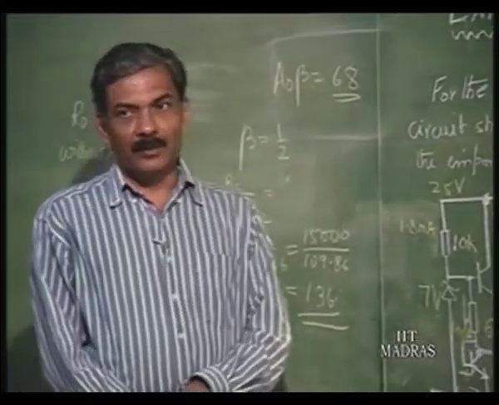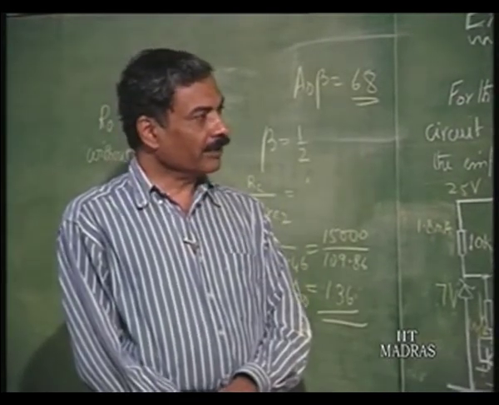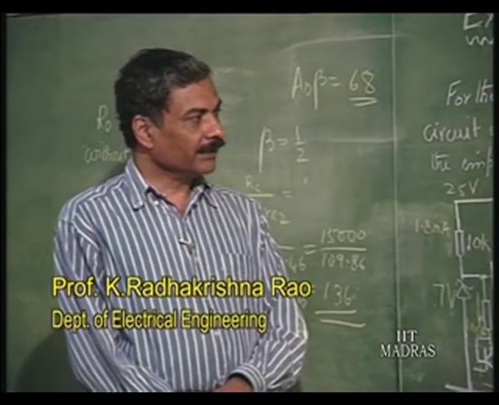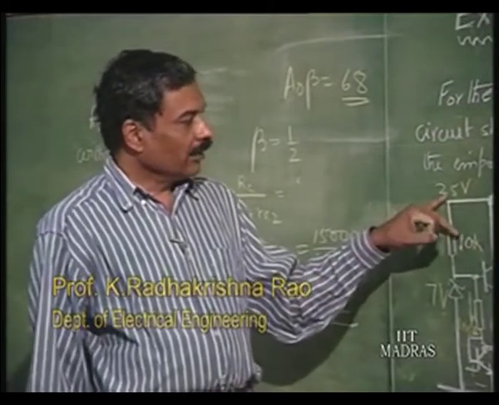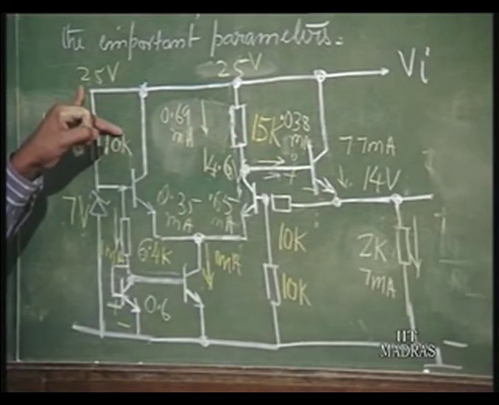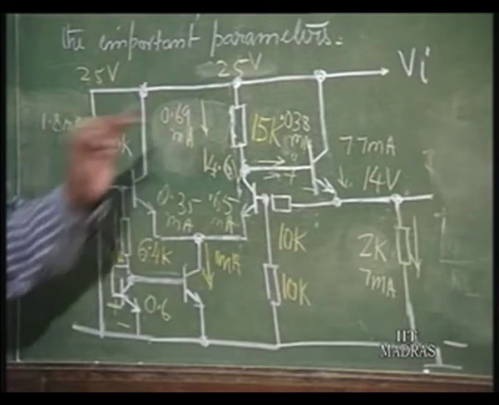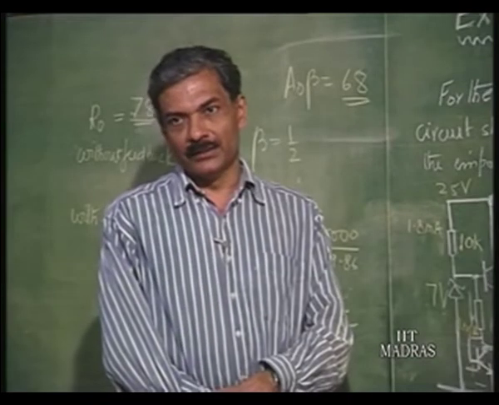So, these are the important parameters associated with this. Apart from that, we can also find out the efficiency. Efficiency here is essentially 14 by 25. I have told you that it is just the ratio of output voltage by input voltage. 14 by 25 is the efficiency of this.